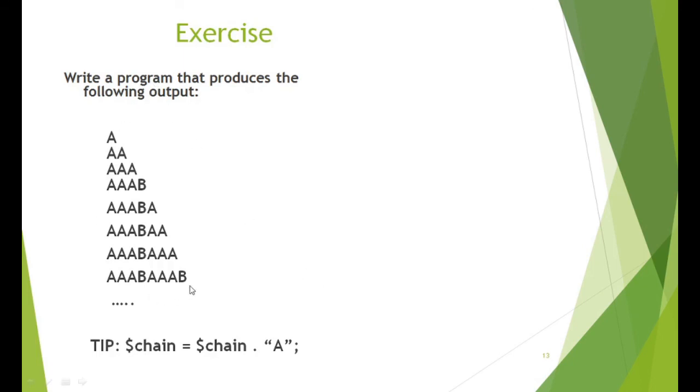This is an exercise. We just have to print some strings like this. So there is a tip given, $chain is equal to $chain dot a. That means you have to use the concatenation operator. You must keep concatenating with a 3 times. And the 4th time, b has to be added. And then you have to concatenate a again. And the 6th time, b is added. So how do you write this program?